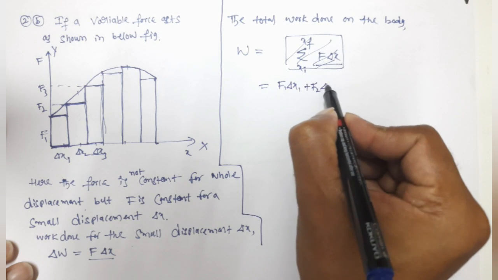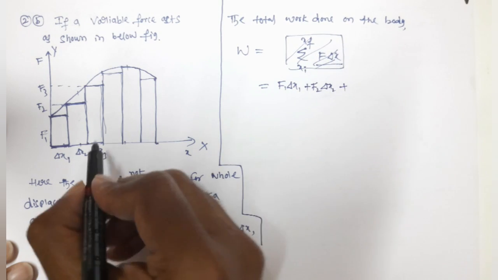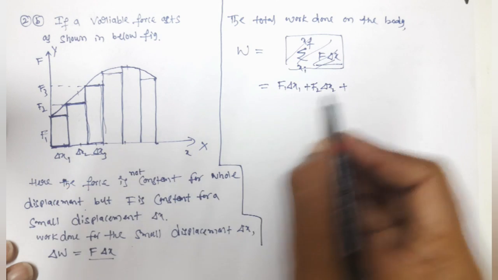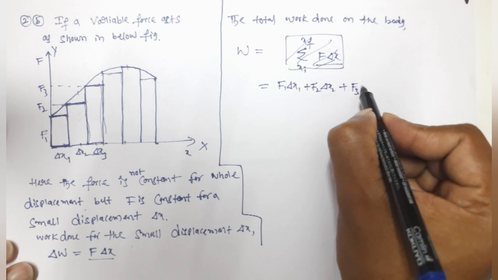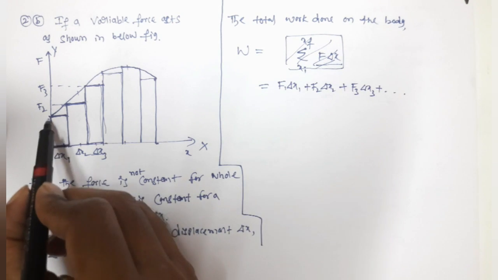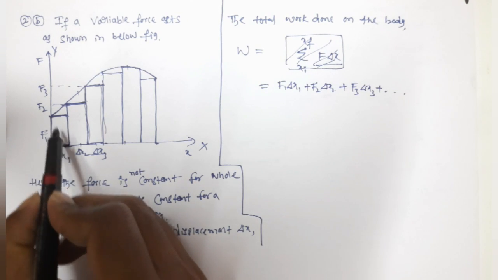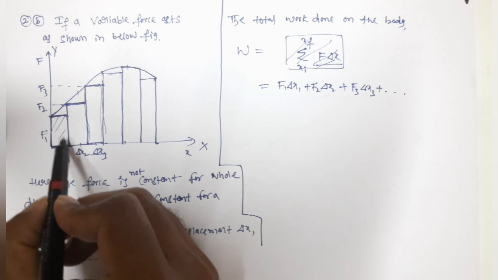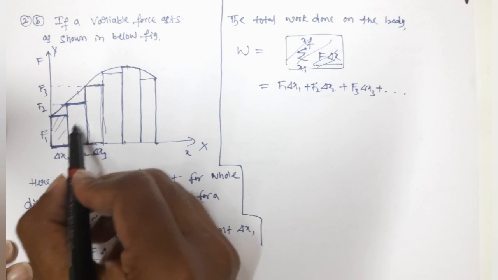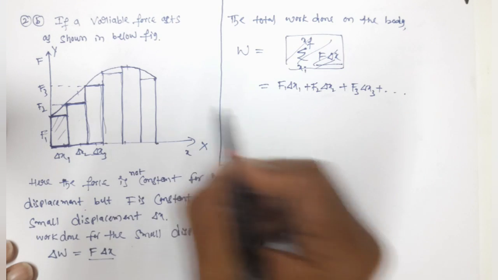f2 into delta x2. So f3, this force value into delta x3 and so on. So f1 into delta x1, this is the f1 value, this is delta x1, this is nothing but area of the strip. So this is the f2 value and this is delta x2, so area of the strip and so on. That means we are adding the area of all the strips here, isn't it?